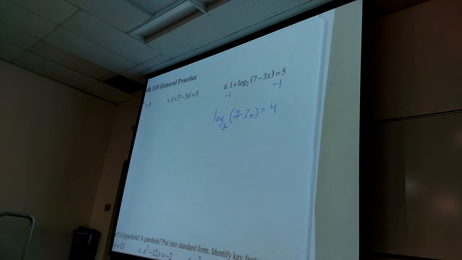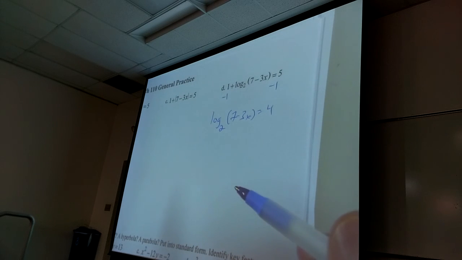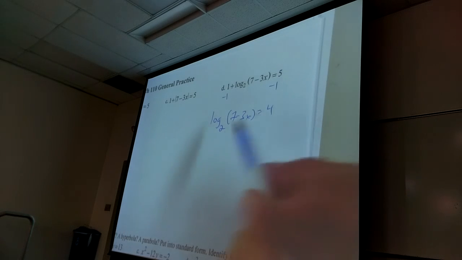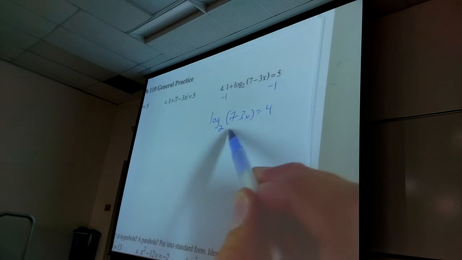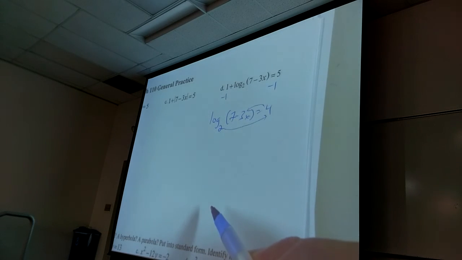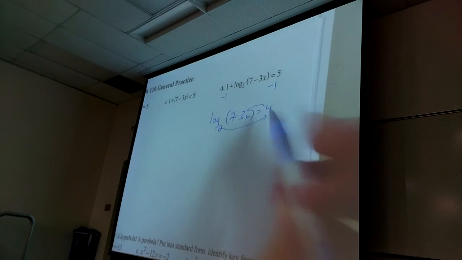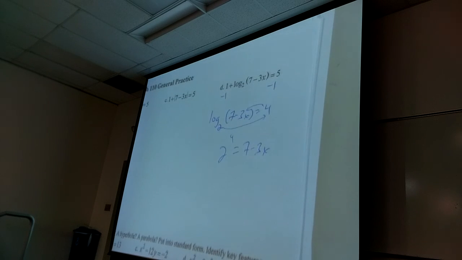When you have a log equals a number, you just have one thing on each side, you can always use the basic idea of logs. What is the basic idea of this log? What's it saying? Why is log base 2 of this 4? Because 2 to the 4th is 7 minus 3x. If this is true, then that has to be true. And now I can solve what x must be to make that work.